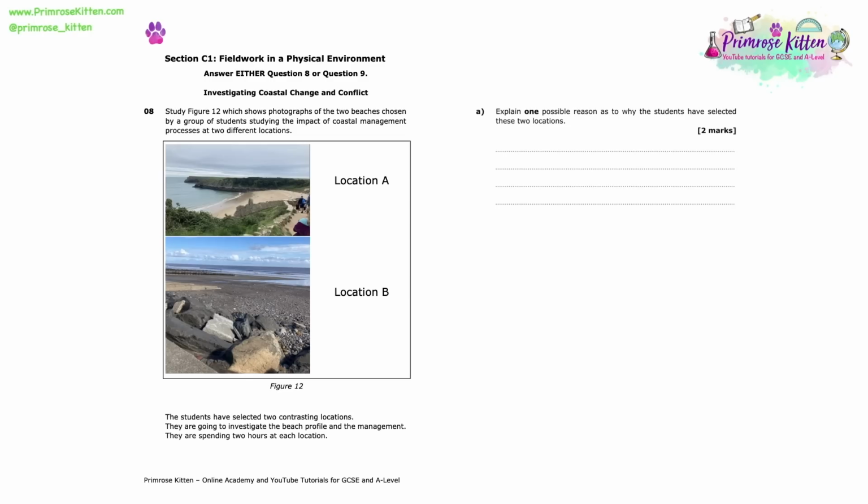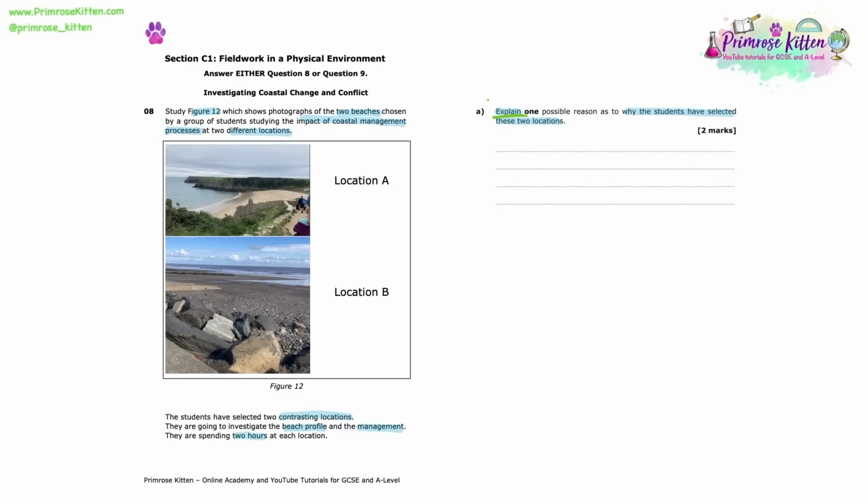Question 8. Study Figure 12, which shows photographs of the two beaches chosen by a group of students studying the impact of coastal management processes at two different locations. The students have selected two contrasting locations. They're going to investigate the beach profile and the management. They are spending 2 hours at each location. Part A. Explain one possible reason as to why the students have selected these two locations, for 2 marks.